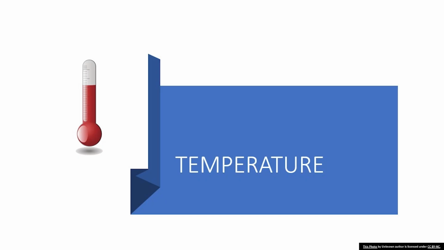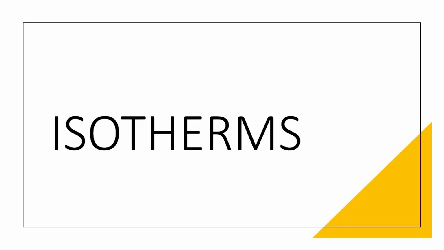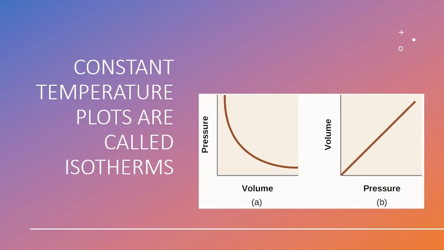In all these graphs, one of the measurable properties is found to be constant. Which one is that? Yes, all the graphs are plotted at a constant temperature. Such plots, that means graphs plotted at constant temperature, are called isotherms. What is the meaning of isotherms? Iso means same and therm is related to temperature. So isotherms are constant temperature plots.